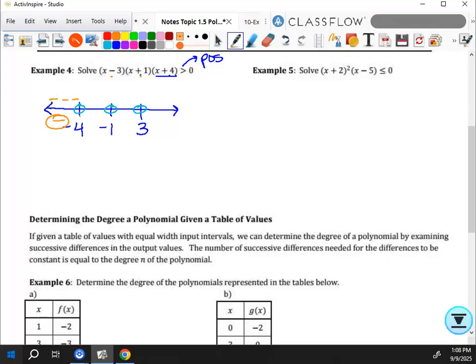Then I'm going to pick something between negative 4 and negative 1. Let's go with negative 2. I could have done -3. I could do -2.5, which is sometimes what we have to do depending on the numbers, but if I don't have to get fancy, I'm not getting fancy. So -2. -2 minus 3, negative. -2 plus 1, negative. -2 plus 4, positive. So overall, that is positive. Negative times negative is positive, times positive, it stays positive. Okay, we good? Easy enough?